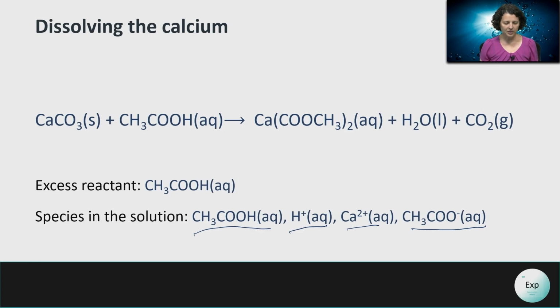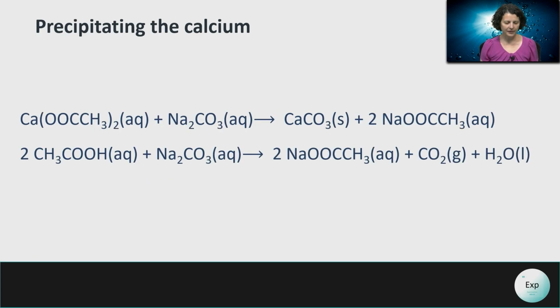Once we accomplished our task and all the calcium has converted to calcium acetate, we can move on to our second step. Now, in the second step, we recognize that in addition to the calcium acetate in solution, we also have some of our excess acetic acid. When we add our precipitant, the sodium carbonate, it will react with both of those.